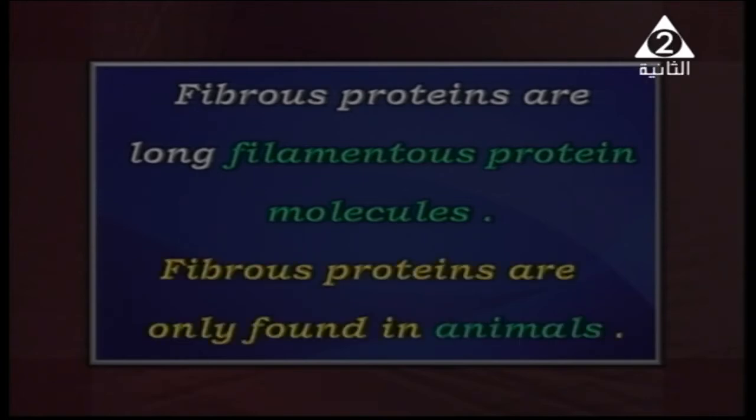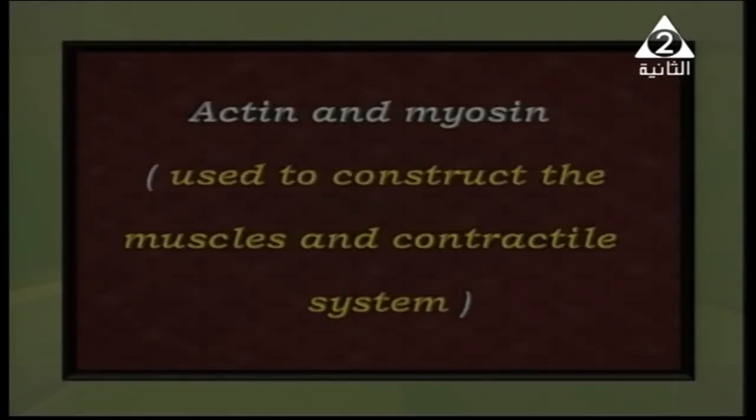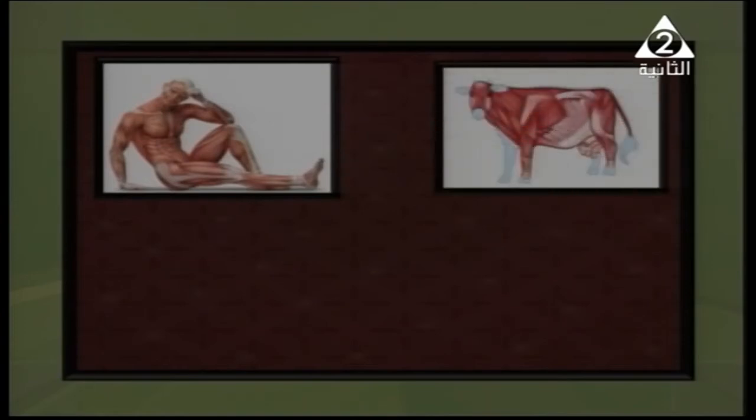Fibrous proteins are only found in animals. Examples of fibrous proteins: number one, actin and myosin, used to construct the muscles and contractile system. This figure represents the muscular system that's inside our bodies, and it has actin and myosin protein.